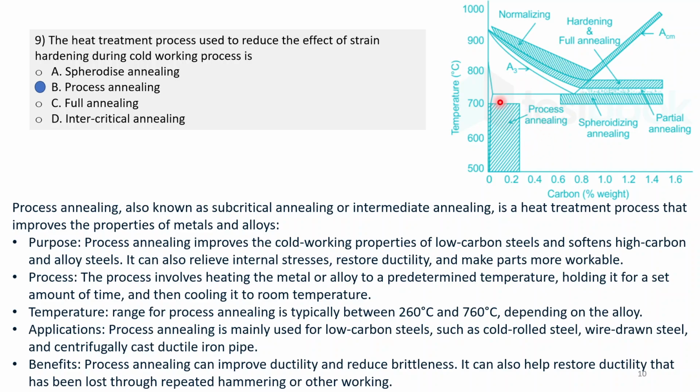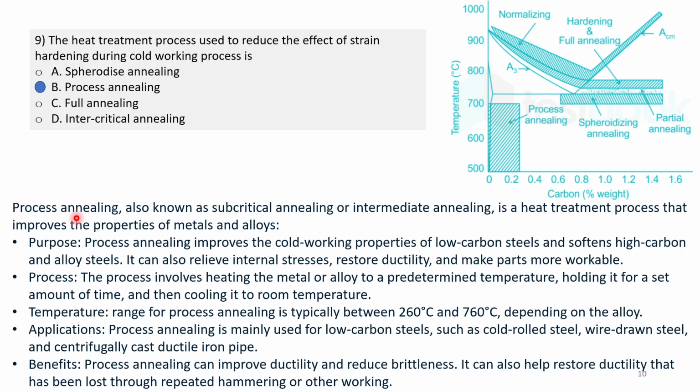So here the temperature ranges are also told for these processes. So normalizing and full annealing we already saw. Spheroidizing is done below the lower critical temperature, and partial annealing is done in between spheroidizing and normalizing temperature. This is full annealing temperature, and this process annealing is done for only these compositions of steels, up to around 0.3% carbon.